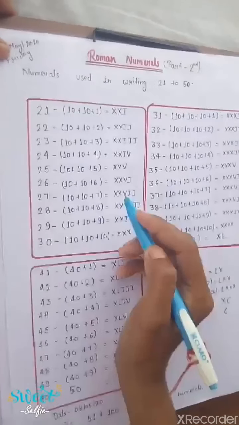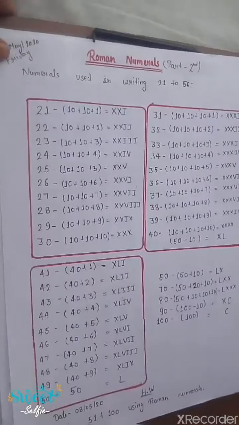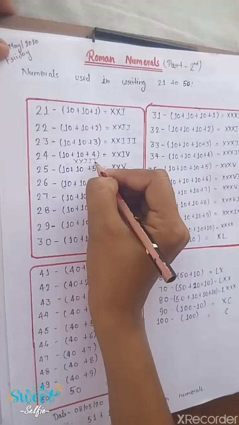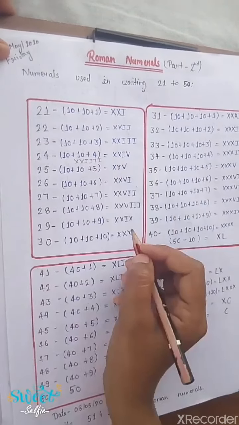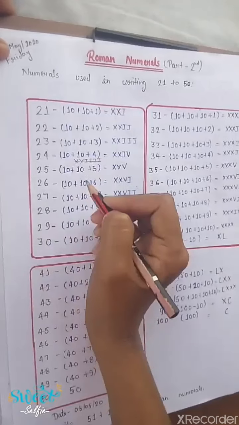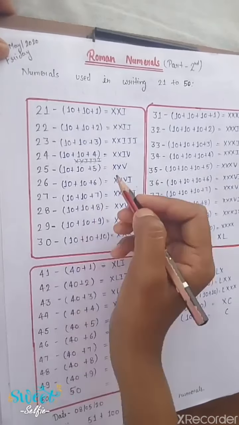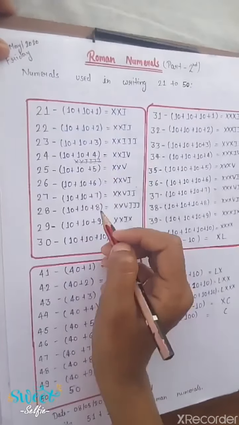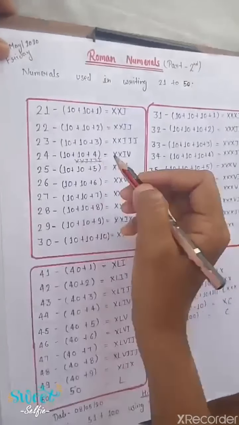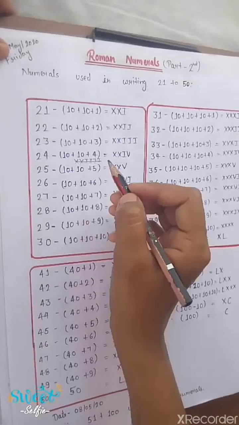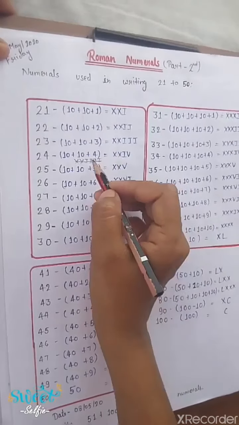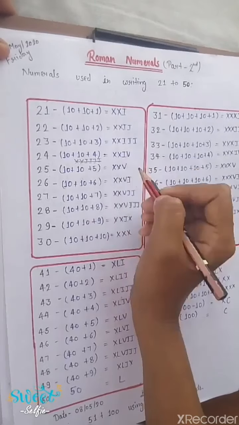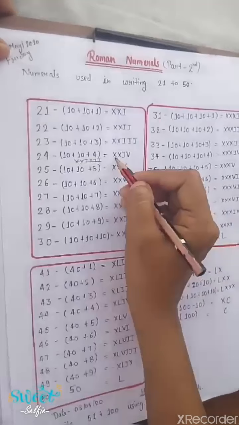Can we write XXIIII for 24? No, we cannot write it because it is totally wrong. We know we cannot repeat these numerals more than 3 times. So for 4, what do we have to do? We have to subtract 1 from 5, so we write I and V. For 24, XXIV.